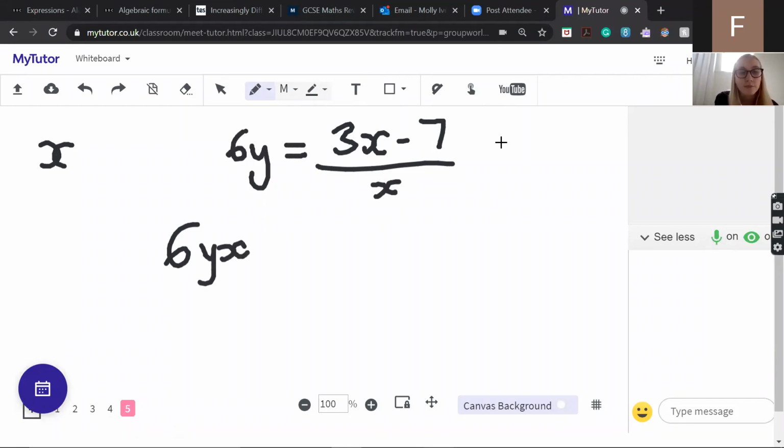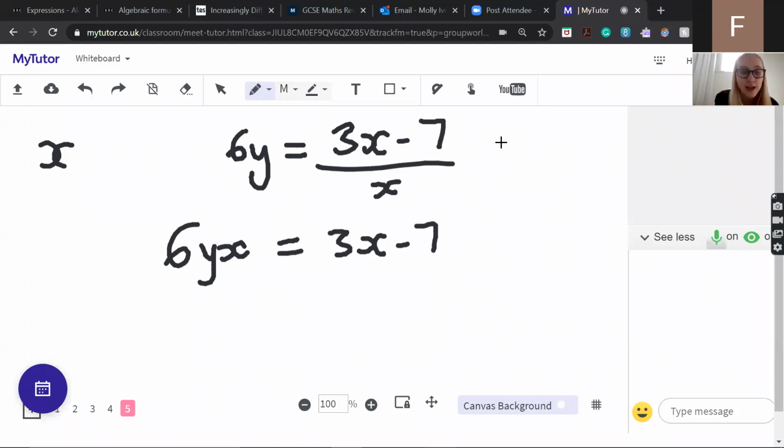6yx = 3x - 7. And now this looks more like what we had before. We've got two terms with x, nothing divided. No, I don't mean linear, what do I mean? Nothing divided, no fractions basically.